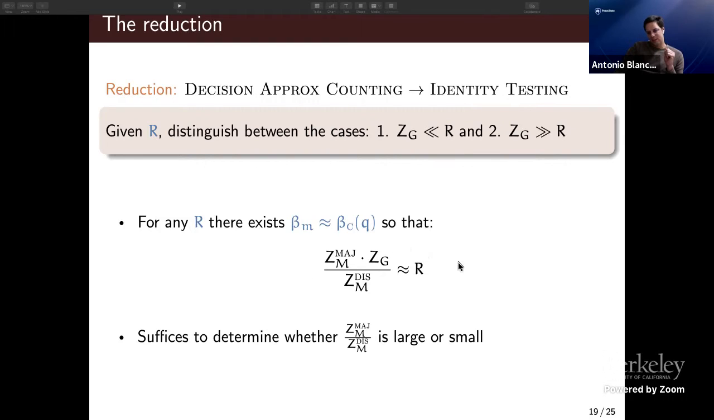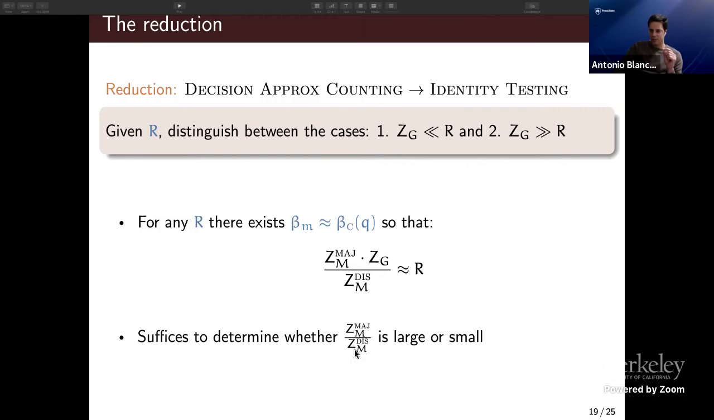And if you look at this fraction that we have here, we are given an R that is going to be our desired approximation, and we can find a parameter beta for the complete graph of the reservoir that makes this roughly equal. Then all that we need to do is distinguish whether this ratio is small or large, right? Because if this ratio is small, that would mean that the partition function for G has to be much larger than R. But if this ratio is large, the opposite happens, it has to be small, okay? So this is all our identity testing algorithm.